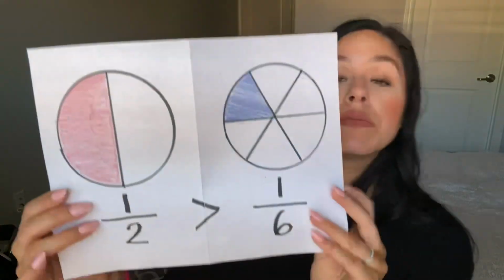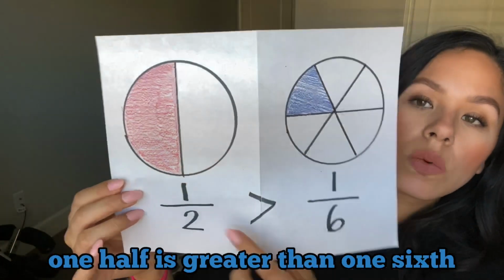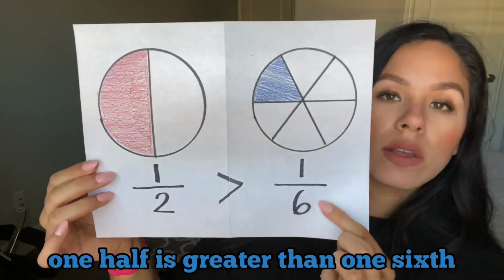So hopefully this is making sense. When I go ahead and draw that greater than less than sign, I'm going to write it like this. 1/2 is greater than 1/6. Okay?